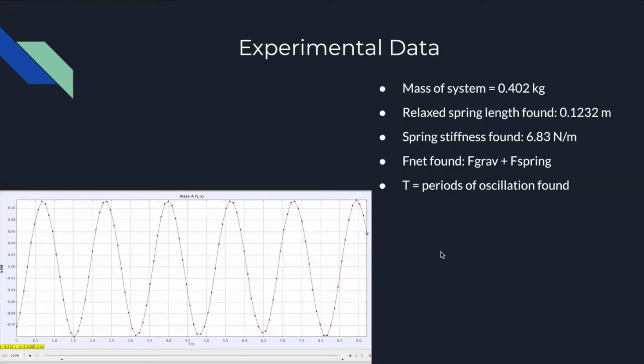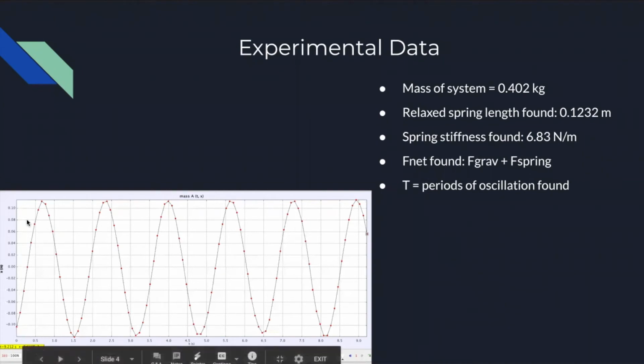Now looking at our experimental data, we were already given the mass of our system. And once we found our relaxed spring length and our spring stiffness, we also realized that F net was equal to the force of gravity plus the force of the spring. Here, T is just equal to the periods of oscillation, and here's just a bigger picture of what we saw in tracker.